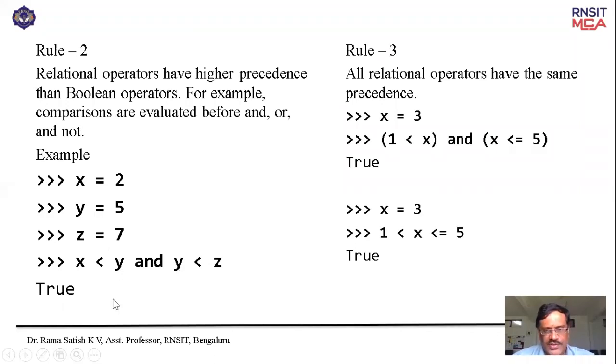True and true is always true. Third rule: all relational operators have the same precedence. All relational operators, either greater than, or equal to, or greater or lesser, have the same precedence. So they are at the same level.